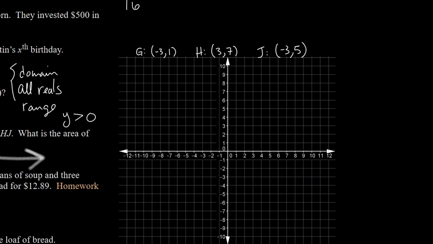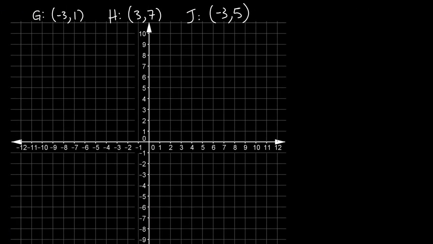Okay, sweet. So I went ahead and copied these points over here because I typically make a mistake when I'm going back and forth. So G is at -3, 1. So here is the point G. And then I've got H is at 3, 7. There we go. That's at 3, 7. And then J is at -3 and then up to 5. Okay. Gotcha. This is -3, 5.